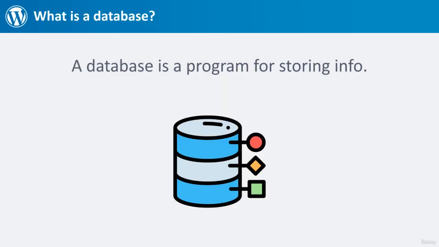The last program is a database. Databases are what you imagine they are. They are programs for storing information. We can store blog posts, users, and settings for a WordPress site. It's as simple as that.